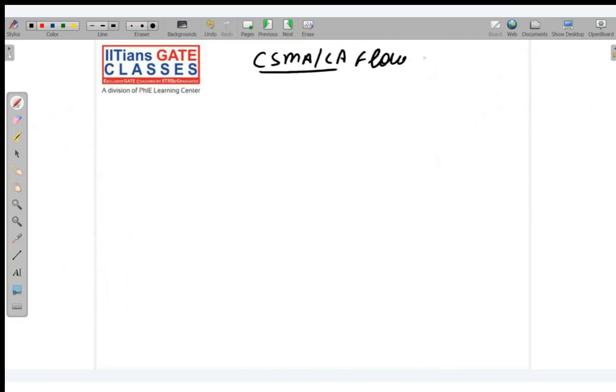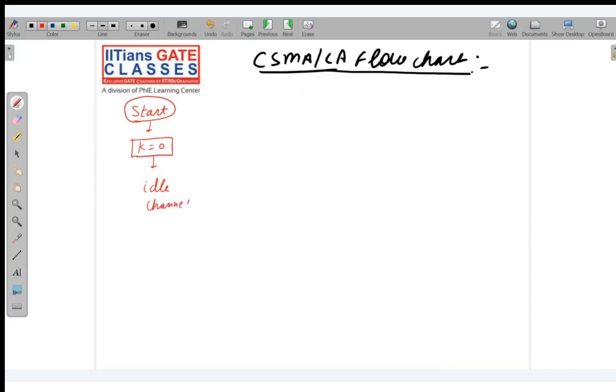flow chart. So this flow chart will give you the basic working of CSMA/CA. So here I'm starting. Let me take another color. Start. So we have just started, and then your attempt will be zeroth, that means your first attempt. It is k is equal to 0, and it will sense the channel. Is it idle or not? Idle channel.